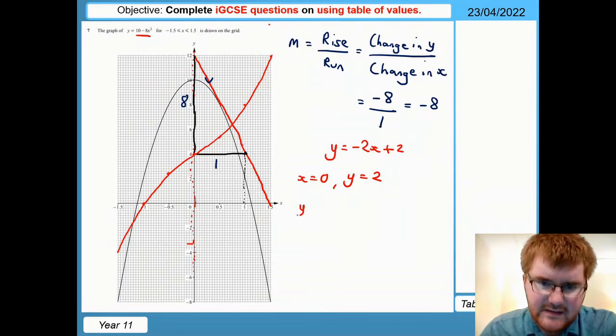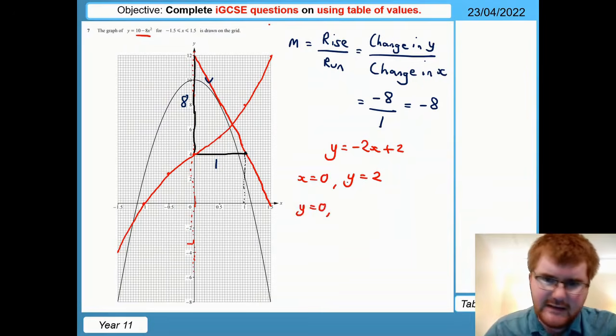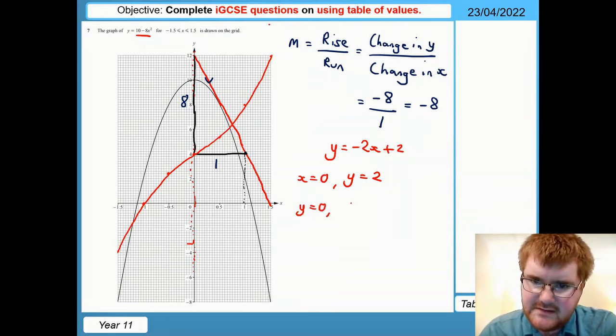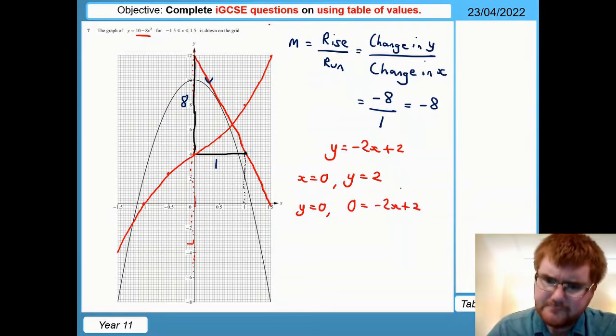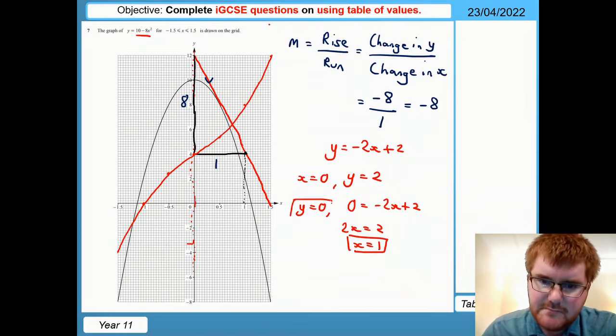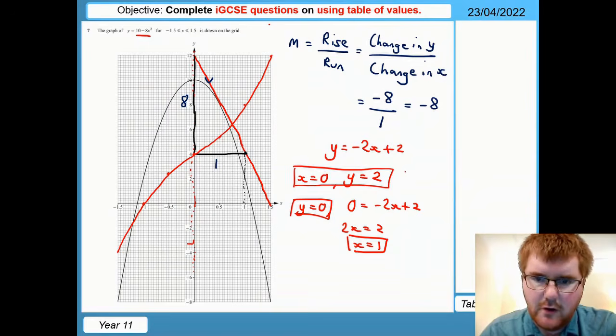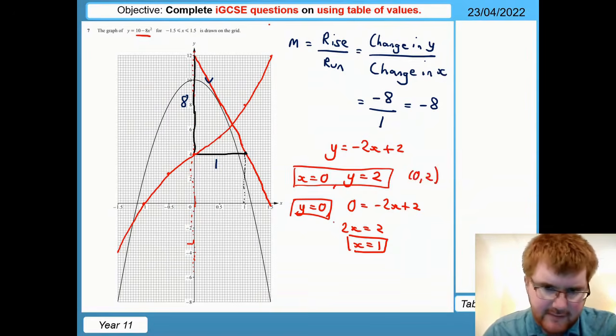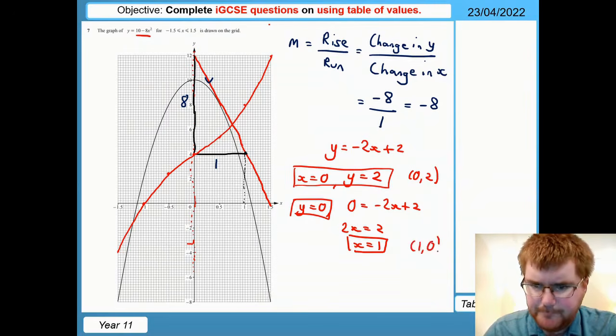So when y is equal to 0, a bit more calculation involved, then that means that 0 is equal to minus 2x plus 2. And therefore I can rearrange this equation very quickly to give me x is equal to 1. So I know these are 2 points, so (1, 0) and (0, 2) are 2 points on this straight line. Let me write it in coordinates, (0, 2), and then be careful here, this is (1, 0).